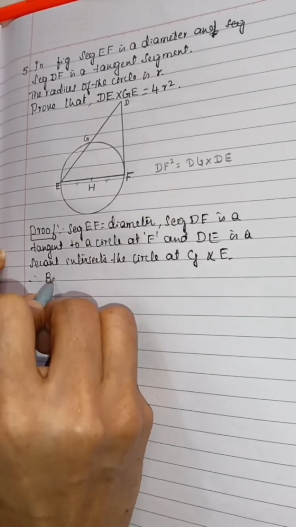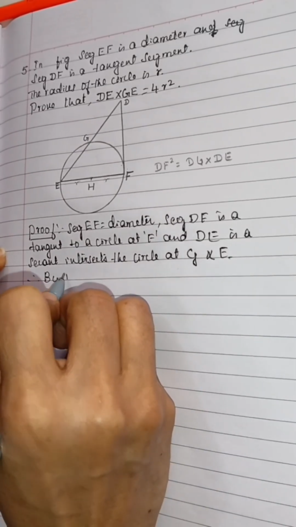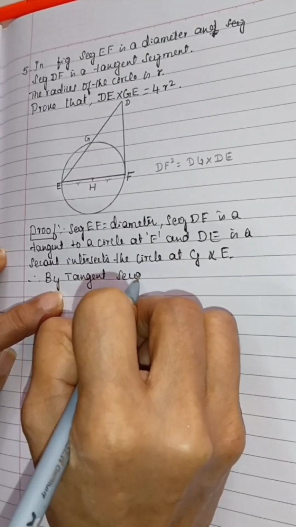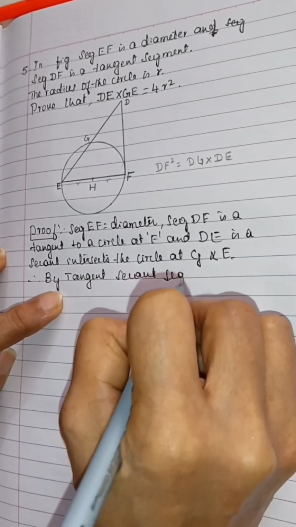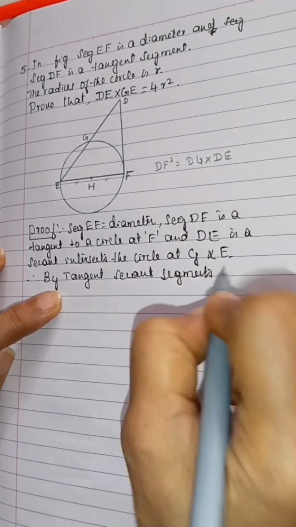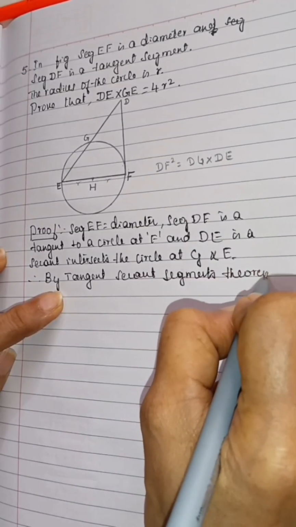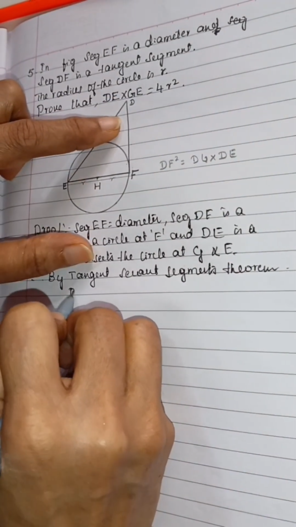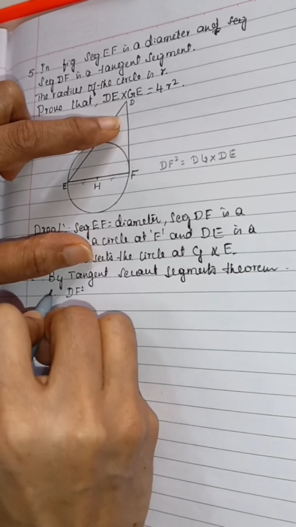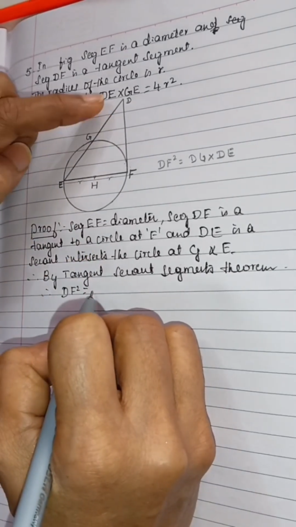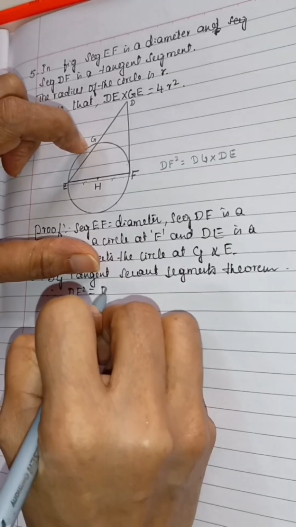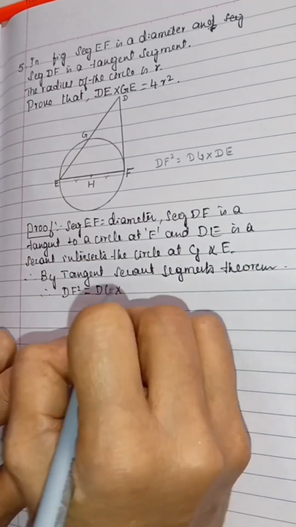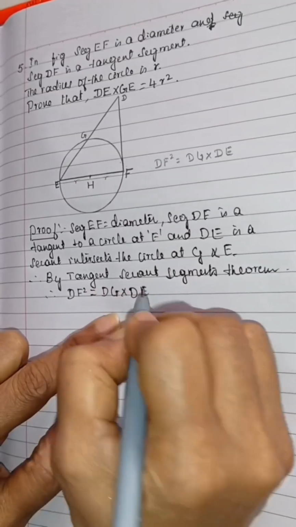Therefore, by tangent secant segments theorem, tangent is DF square. Therefore, DF square equal to DG into DE.